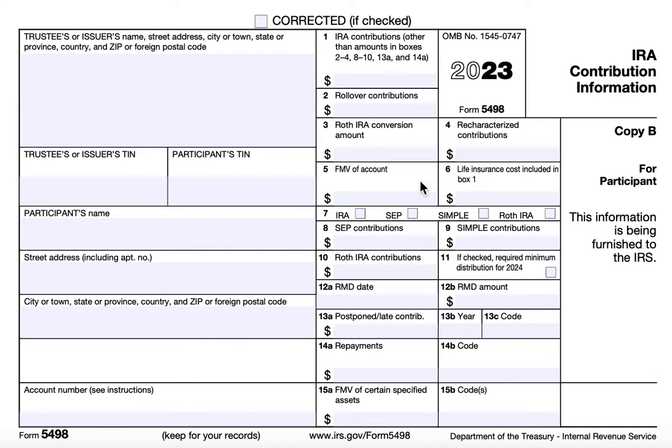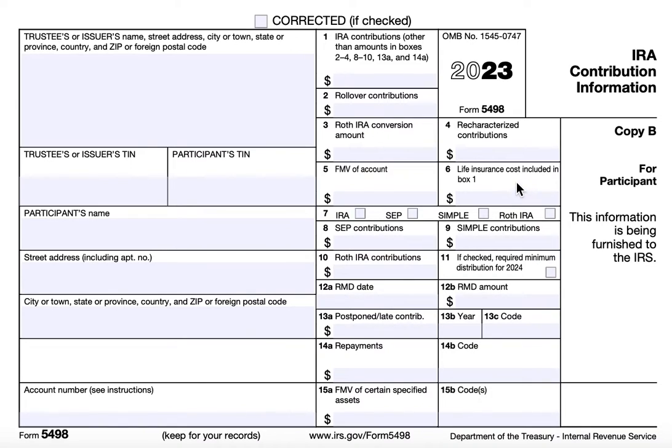Box 5 shows the fair market value of all investments in your account at the end of the year. So basically on 12/31 of 2023 on this form, you would expect to see the fair market value of that account.